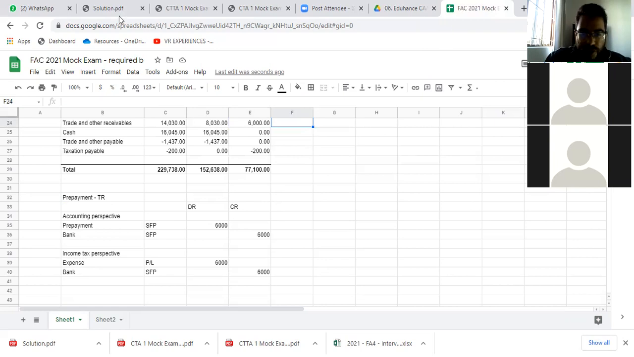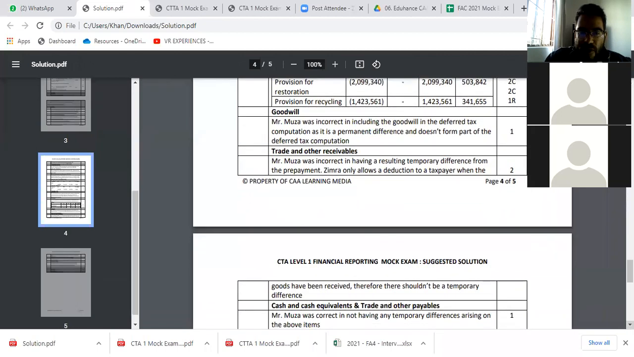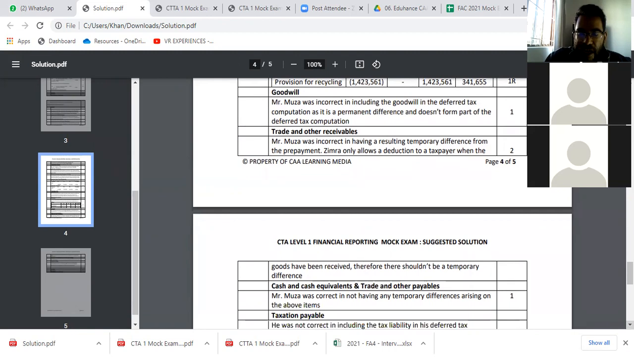Let's go look at the solution. So the solution says, Mr. Musa was incorrect in having a resulting temporary difference from the prepayment. Zimra, what does Zimra stand for? Zimbabwe Revenue Authority. Yes. So it only allows a deduction to a taxpayer when the goods have been received. Therefore, there shouldn't be a temporary difference. Okay, so that's exactly what we said.